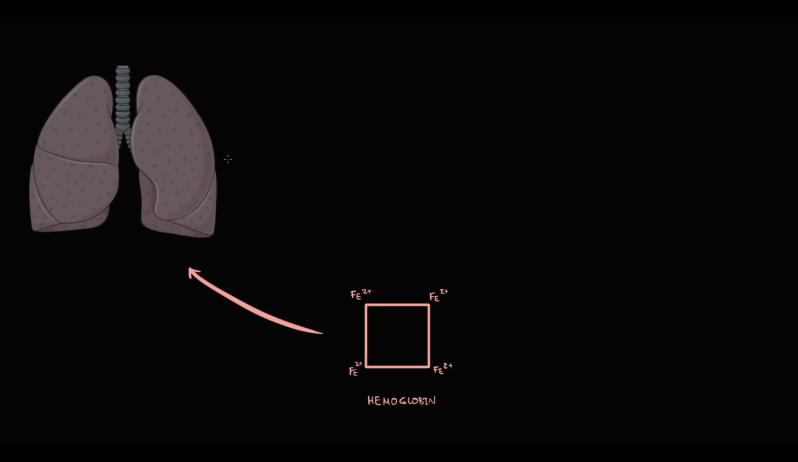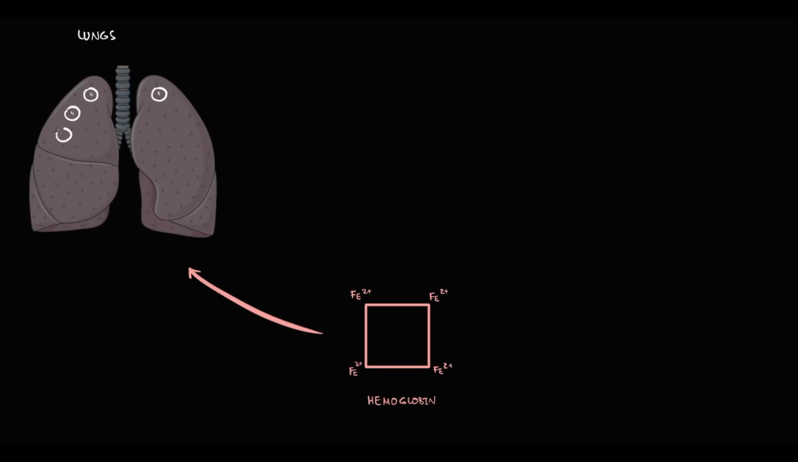We transport oxygen by hemoglobin. Hemoglobin has 4 iron molecules. These iron molecules have a +2 charge, and only iron with a +2 charge can bind oxygen molecules. Initially, we have deoxygenated hemoglobin. In simple words, it's hemoglobin without oxygen molecules.